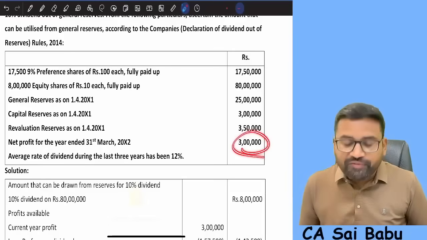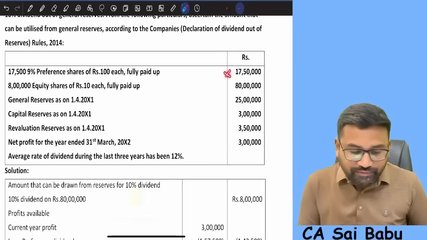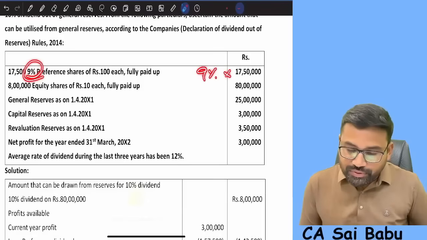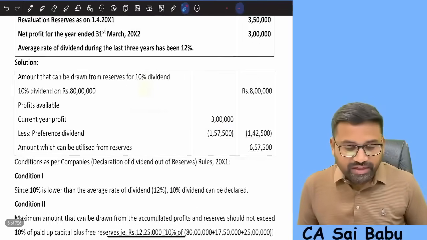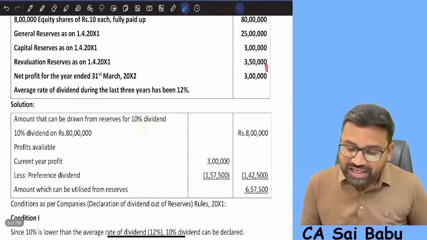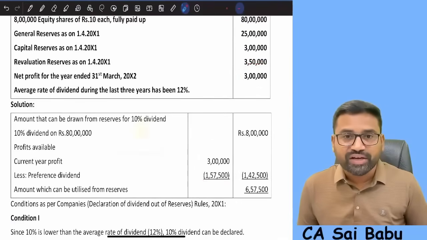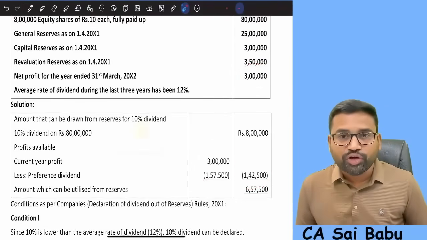So our current year profit is 3 lakhs. 17 lakh 50,000 into 9%, so 1 lakh 57,500 is the preference dividend. From this 3 lakhs, first I need to pay 1 lakh 57,500. So the balance available is 1 lakh 42,500.